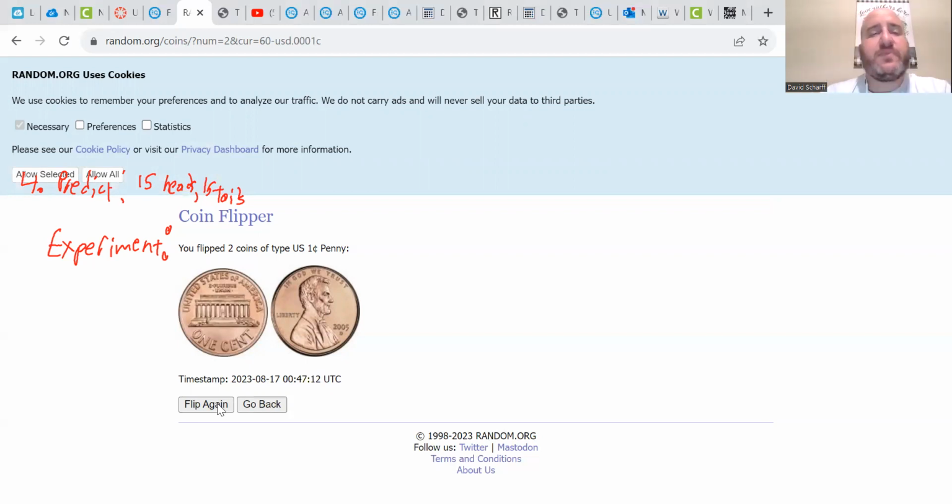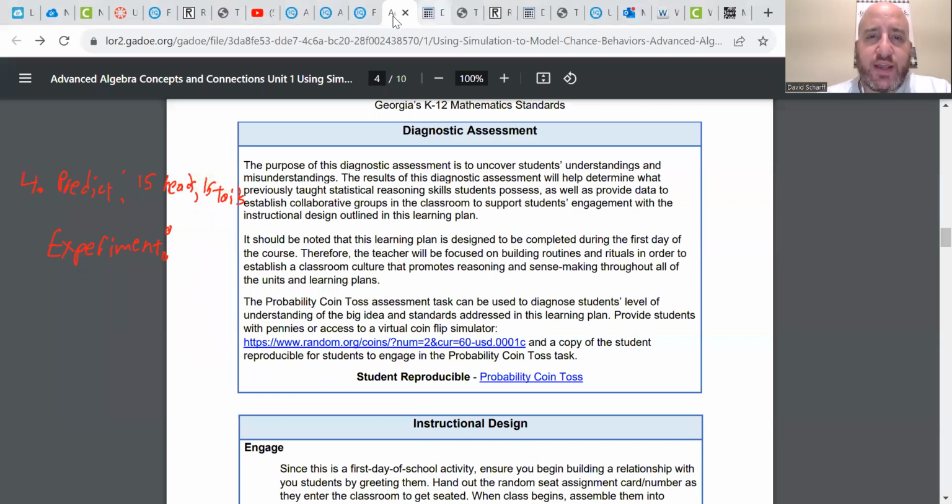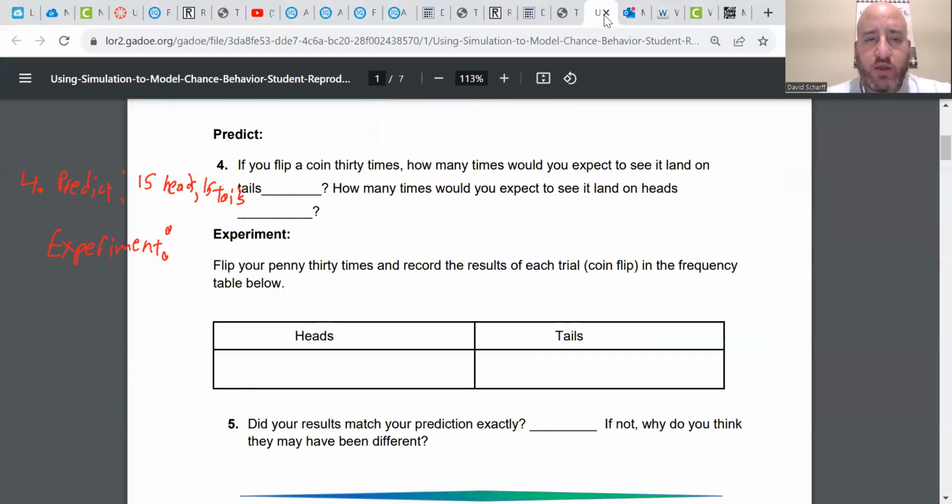So there's your 30 flips. If you were counting along, I believe you should have gotten 17 heads and 13 tails. So that's what you would put here, 17 heads, 13 tails. So that's what needs to be on your sheet. Number 4.